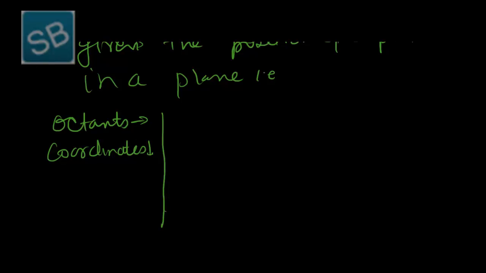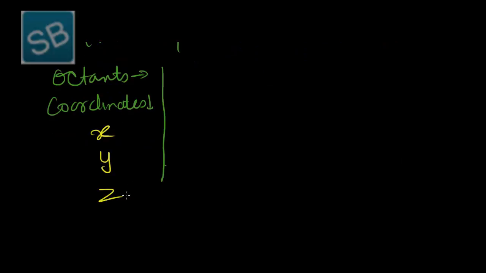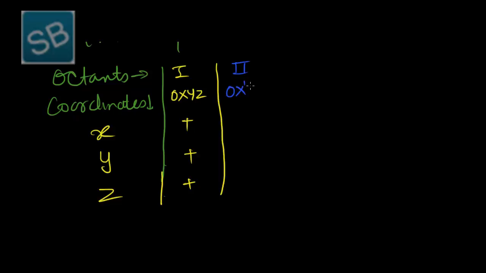So if we see, we have coordinates x, y and z, and we are talking about the first octant, OXYZ. In this, all the coordinates are positive. Now if we are talking about the second octant, that is OX'YZ. In this, the x coordinate is negative and the y and z coordinates are positive.